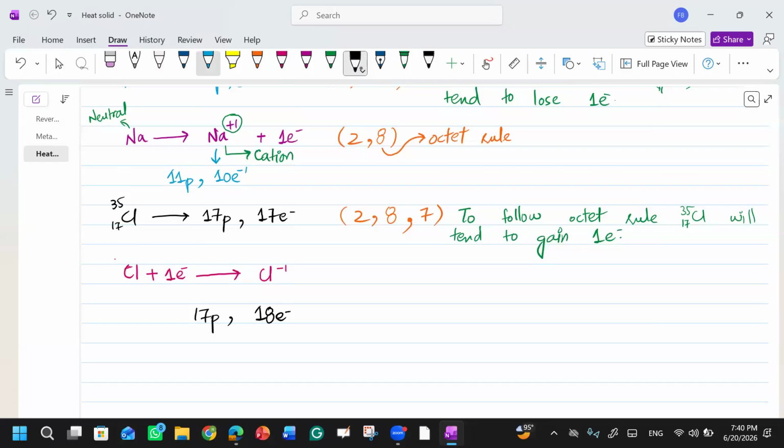Clear? Now what will be the electronic configuration? 2, 8, and what will be in the last shell?